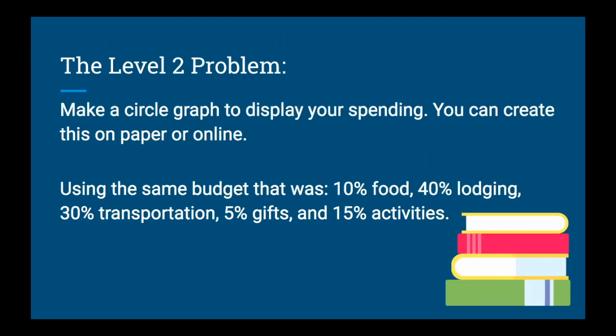If you decide to do level 2, this will help you out. Level 2 says to make a circle graph to display your spending. You can create this on paper or online using the same budget that was 10% food, 40% lodging, 30% transportation, 5% gifts, and 15% activities.